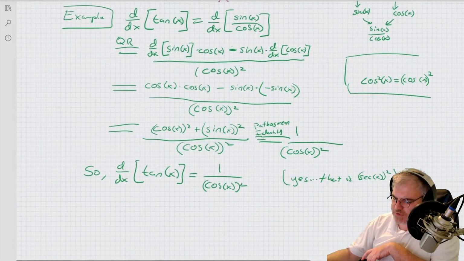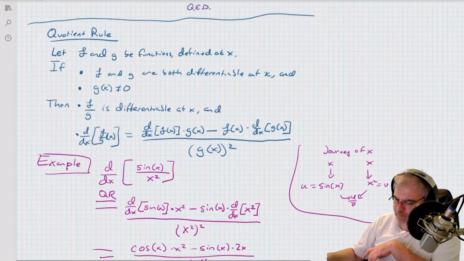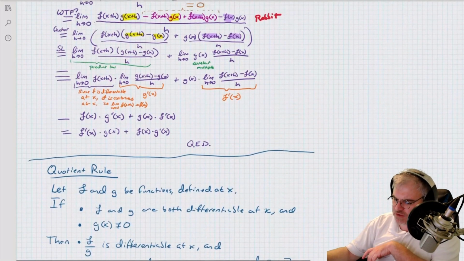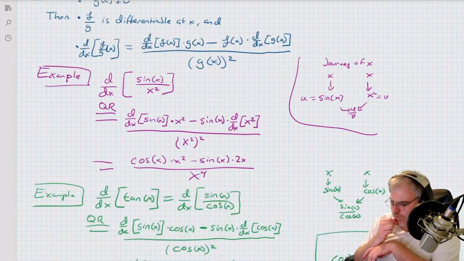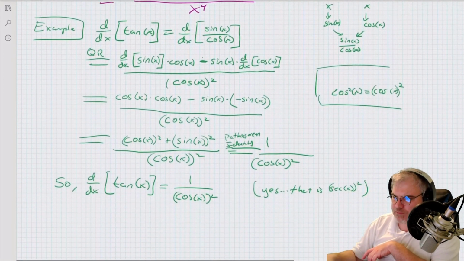Okay, so what we did was we did the power rule and the quotient rule. We proved the power rule. I asked you to go look at the one for the quotient rule. Next time what we'll do is we'll start playing with the chain rule.